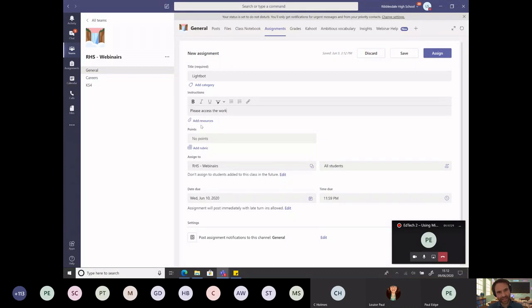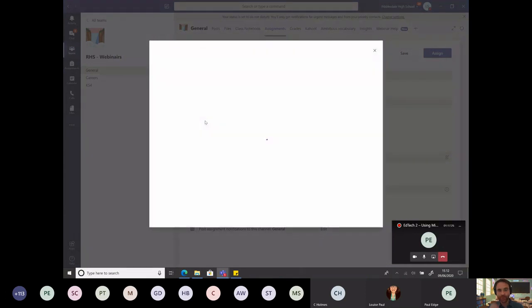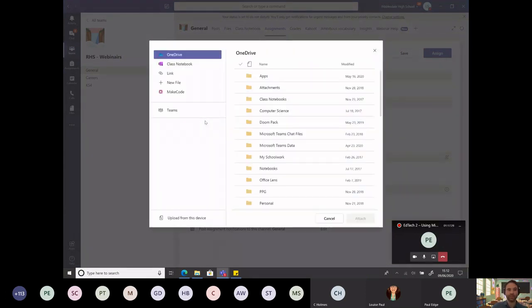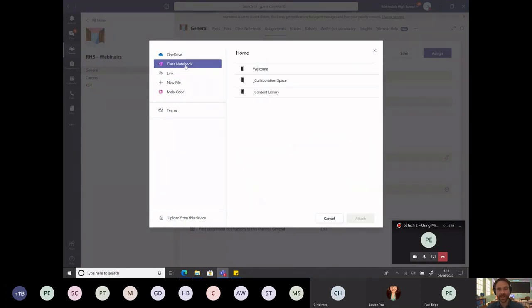And then I can add any resources that I want here. So I can press add resource, and you will notice that there are a couple of different options. The first thing that you'll notice is a class notebook. Within Class Notebook, if you have a OneNote page set up, you can direct the students to the page that you want them to be working within OneNote. That's a really nice way to direct students to the correct page within OneNote where that piece of work is that you want them to complete.